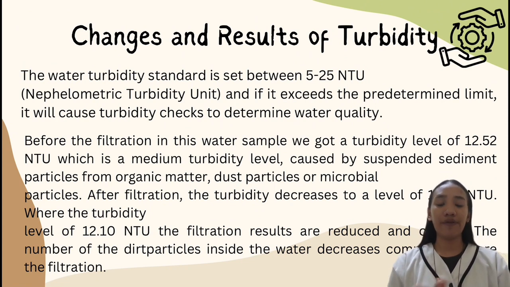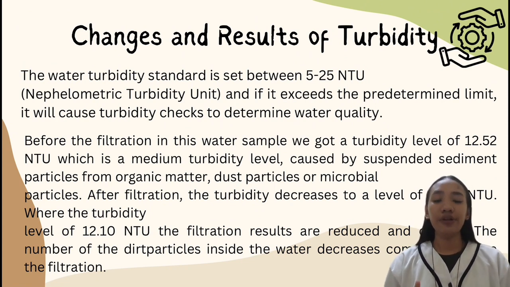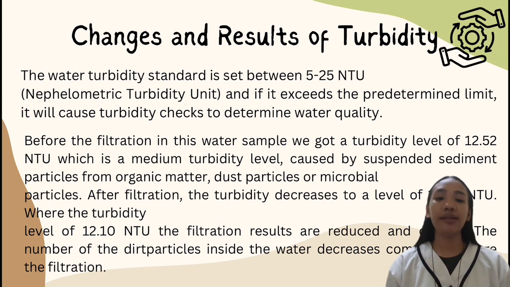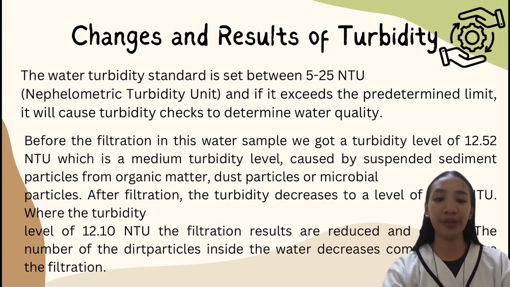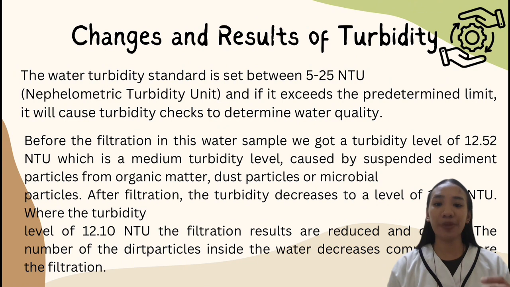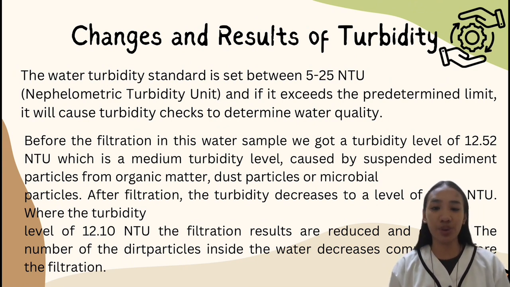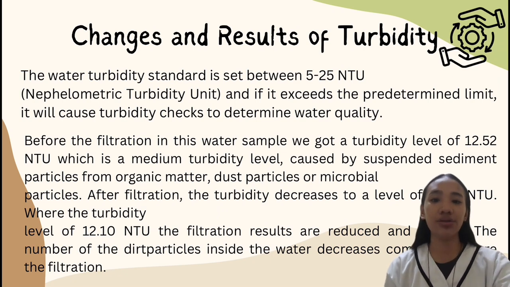So in the initial turbidity level before the filtration, the water sample was recorded at 12.52 NTU, and this level falls within the medium range of turbidity, indicating a moderate presence of suspended particles in the water. These particles could originate from various sources like soil erosion, decaying vegetation, industrial discharge, or microbial growth.